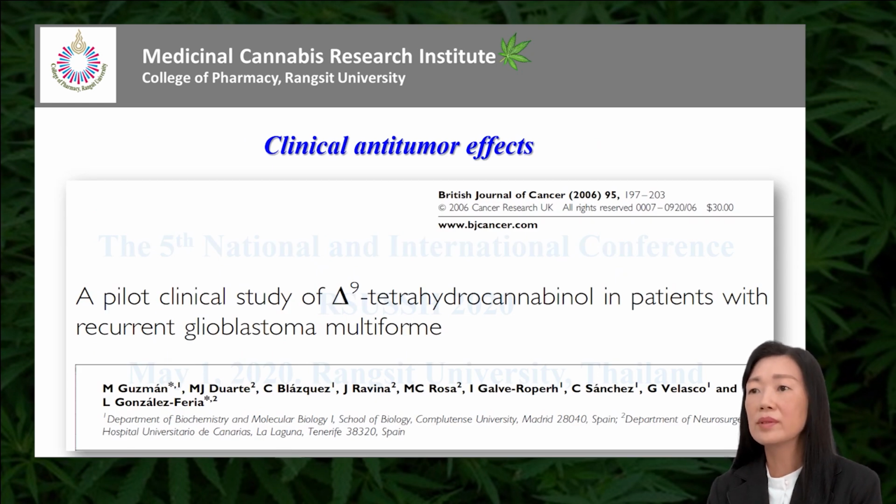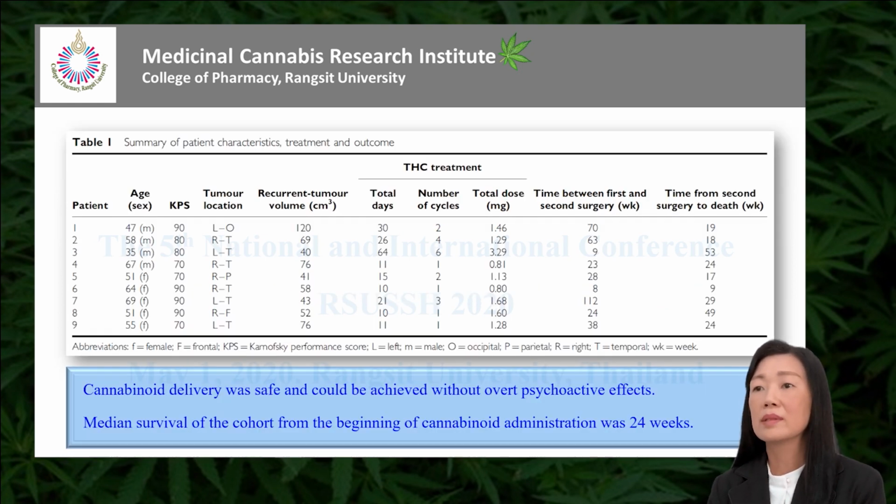For anti-cancer effects of cannabinoids in clinical trials, the first experiment was a pilot clinical study on 9 terminal patients with recurrent glioblastoma who were resistant to the standard therapy. Patients received THC intratumorally. The study indicated a good safety profile for THC and no overt psychoactive effects. Median survival from the beginning of cannabinoid administration was 24 weeks.